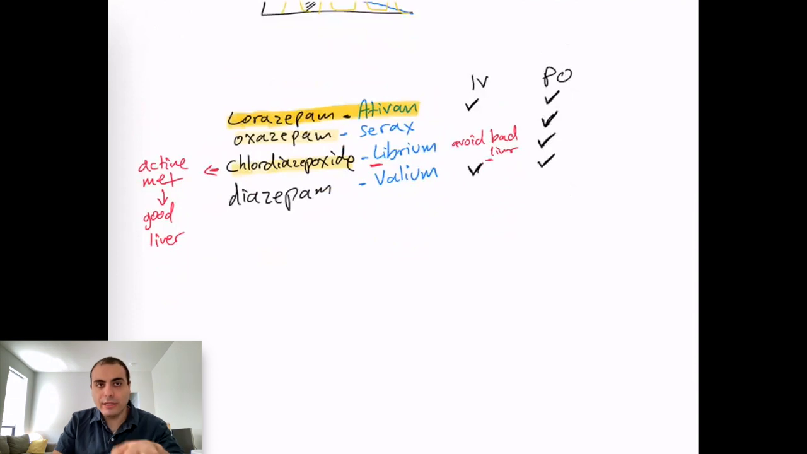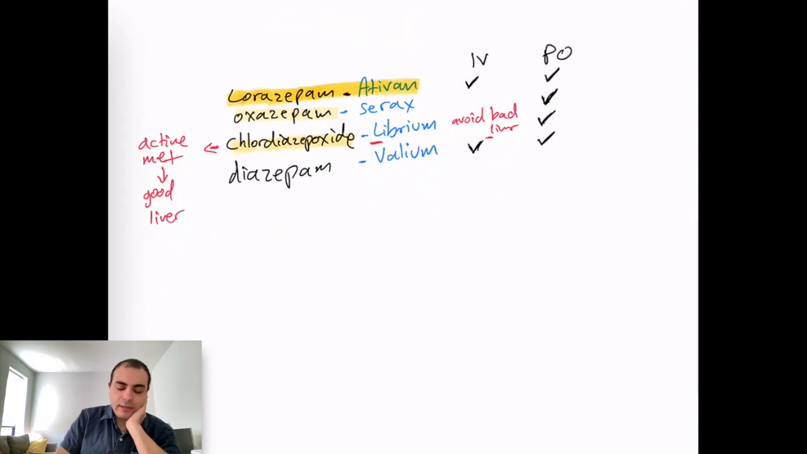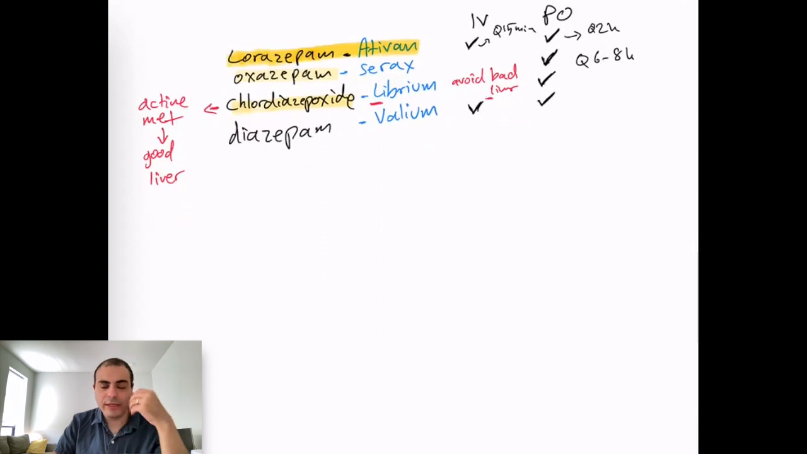Now, how are you actually gonna treat those people? So usually the oxazepam and chlordiazepoxide, the Serax and Librium, they're PO and they're usually given every 6 to 8 hours, okay? While lorazepam, the PO form, you can do every 2 hours, and the IV form, you can give every 15 minutes. In fact, some people even put them on a drip of lorazepam or diazepam, same thing, okay? So the IV forms, you can just give them.